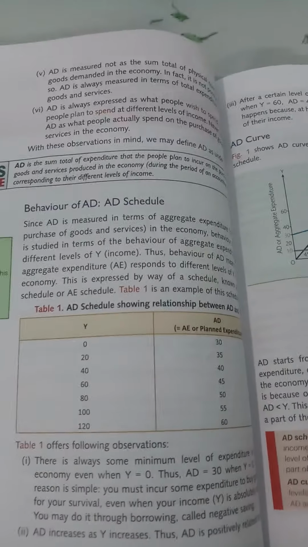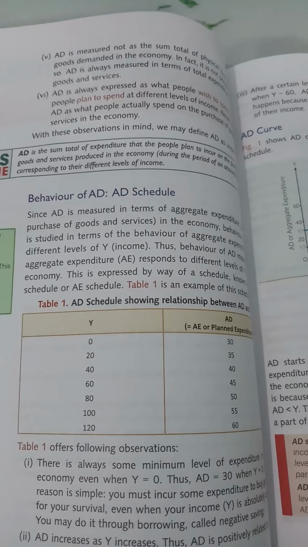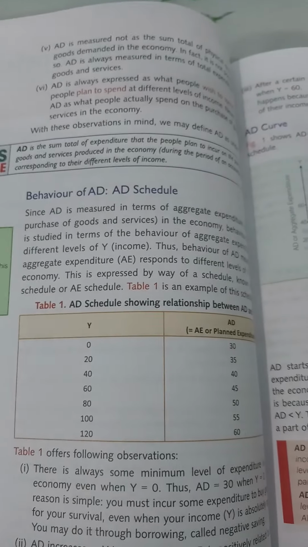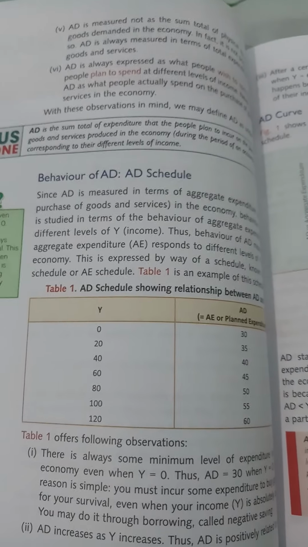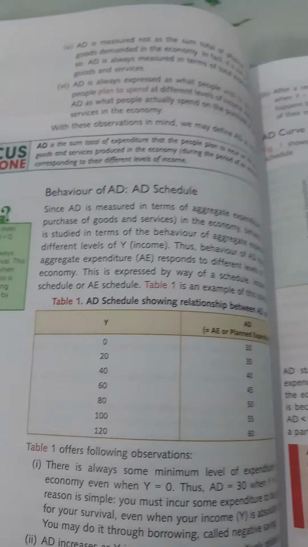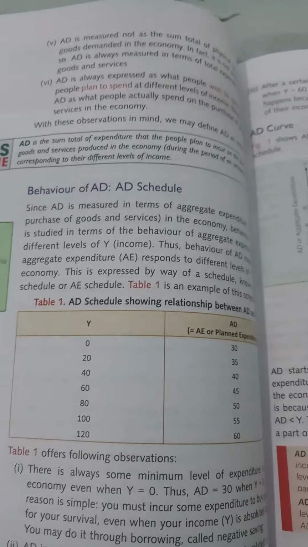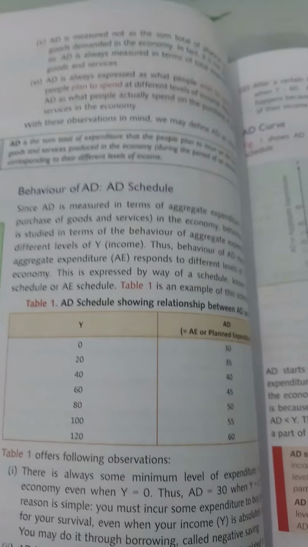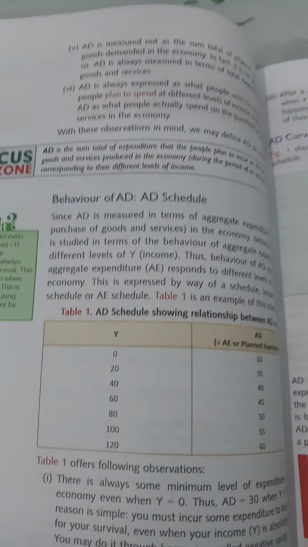Now, what is the AD schedule? The AD schedule is a table. You can see over here one table is being shown to you. This is the table which shows AD at different levels of income. When we are using the word income, henceforth we will use a short form, the alphabet Y. So, the AD schedule is a table which shows the AD at different levels of Y.